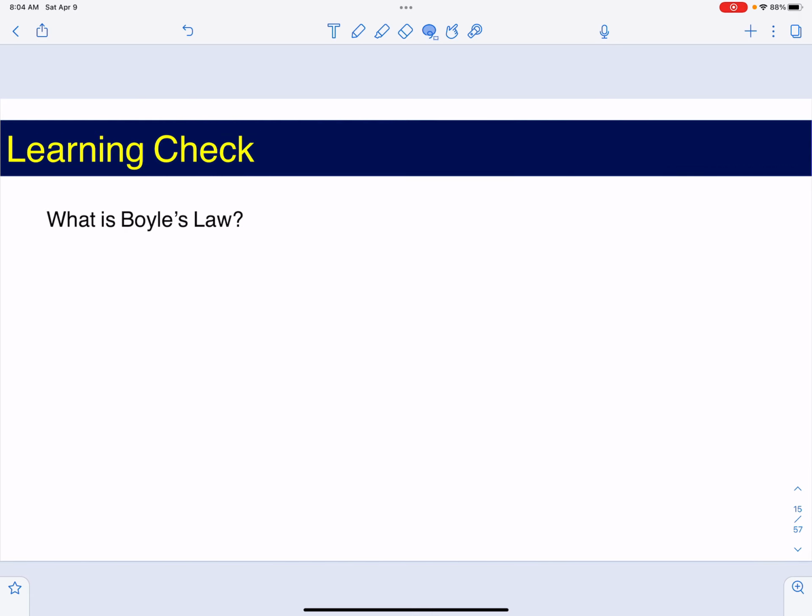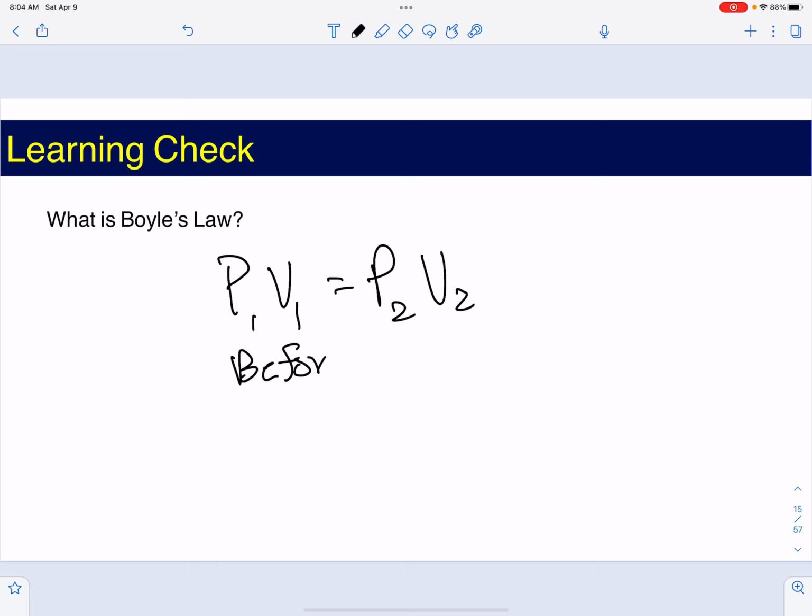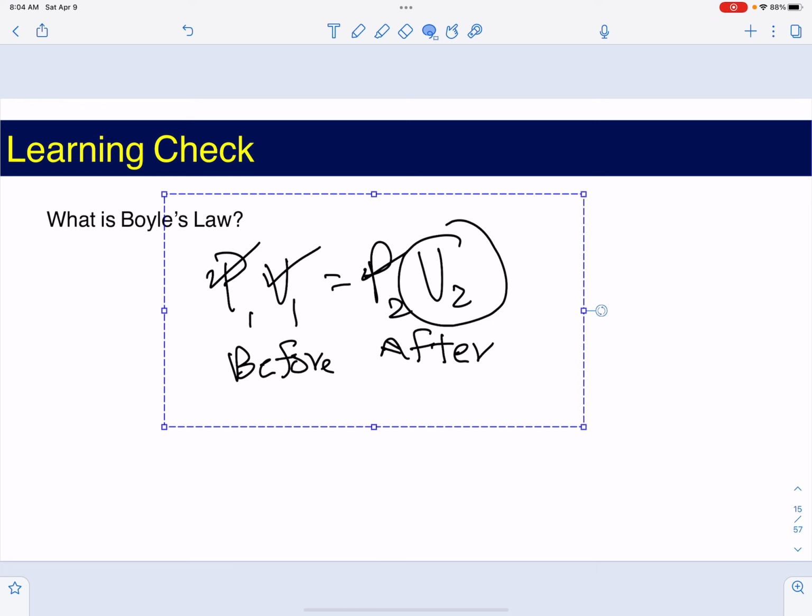What is Boyle's law? I just told you that Boyle's law is P1 V1 equals P2 V2, where this is the before situation, and this will be the after situation. So given three variables, can you find the next one? And that's where the algebra comes into play.